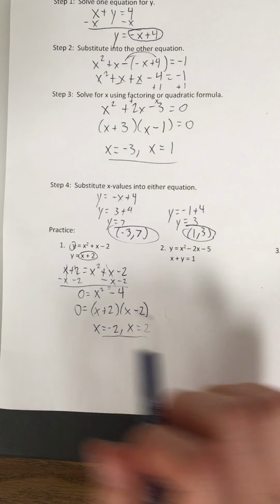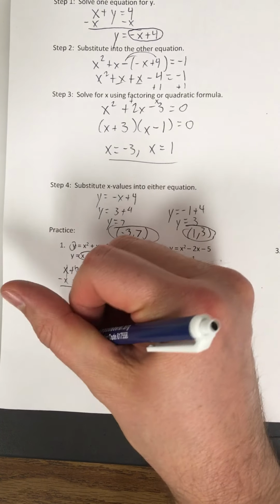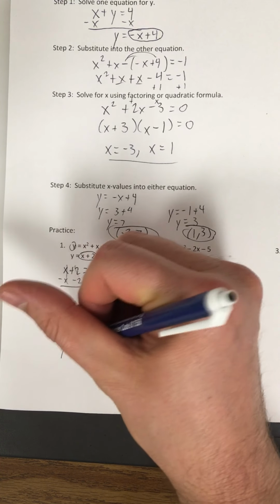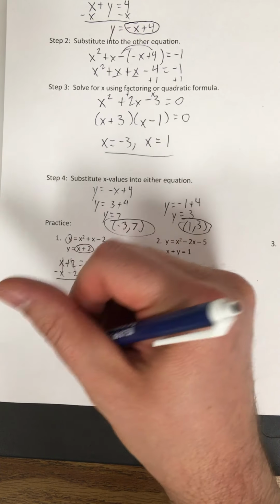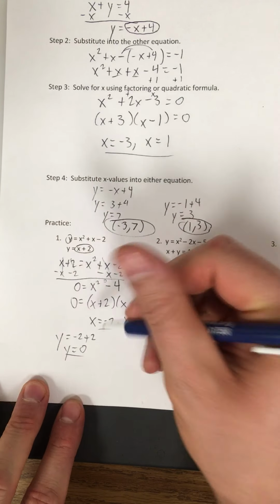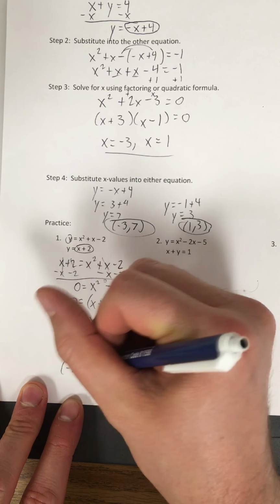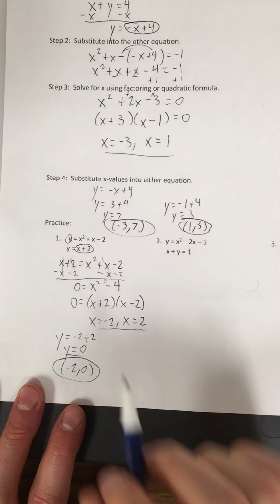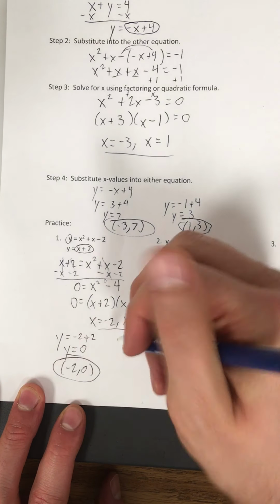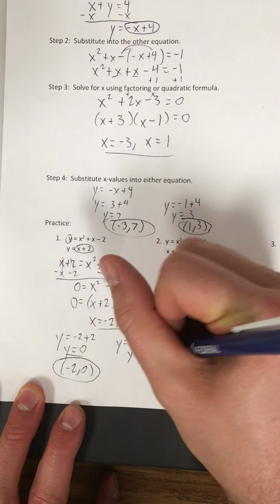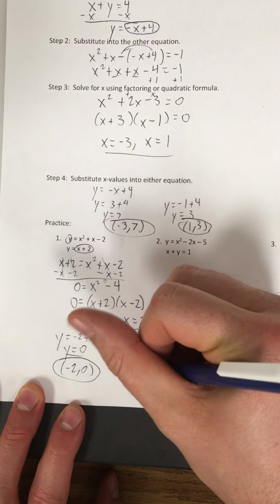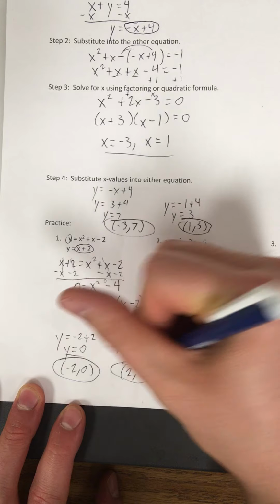I'm going to use this second equation, y equals x plus 2. So when I plug in negative 2, y equals negative 2 plus 2 gives me 0. y equals 0. So one answer, when I plugged in negative 2, I got negative 2 comma 0. The other answer, when I plug in positive 2, y equals 2 plus 2, that's going to be 4. So I get the answer 2 comma 4 would be my other solution.